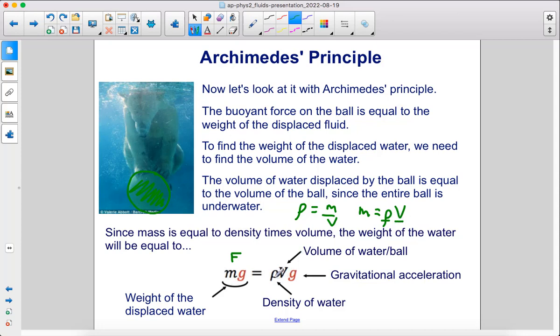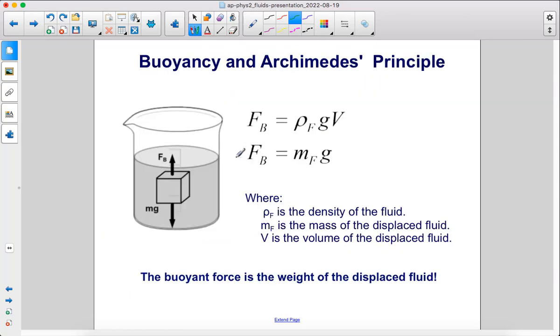So we have m, rho, and V, and we've just multiplied both sides by g so that this would become weight instead of just mass of water. And we end up with rho V g on the right side. So the buoyant force is equal to the weight of the displaced fluid. So this is the mass of the fluid times g, which is the force of gravity. The buoyant force is also equal to the density of the fluid times the volume of the fluid times g. So these are equivalent.